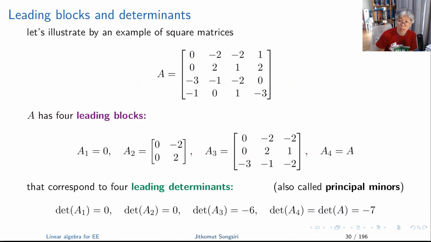Okay. Once we determine the leading blocks, we can talk about the leading determinants. All the leading blocks are square matrices. So for the first leading block, the determinant is 0. The second leading block, 0 minus 0, the determinant is 0. And the third leading block determinant, you can calculate it, is negative 6, and so on, to the last one. When you compute all the leading determinants, these are called principal minors. So you have the first principal minor, second one, third one, and the fourth one. You have n principal minors for a square matrix.